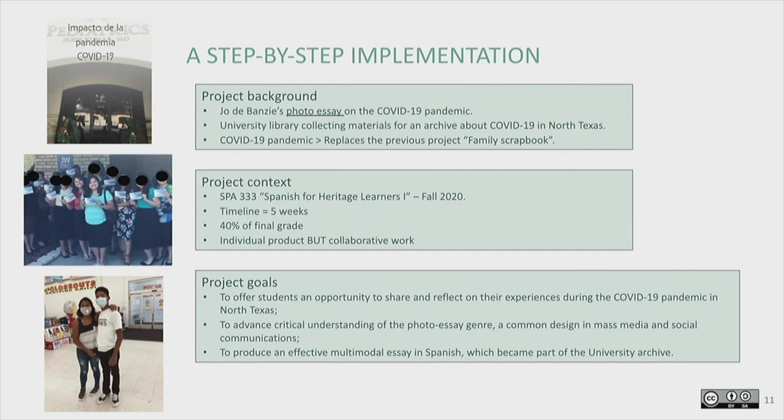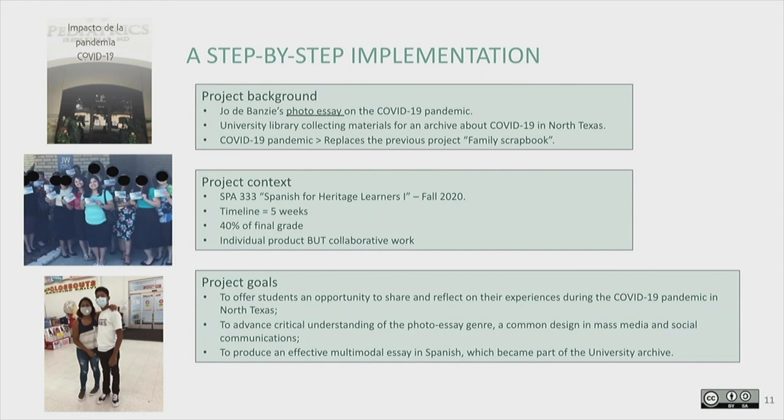The project background was based on a photo essay that I found, and I really liked it, and I thought, okay, this is a project that we can do. We were in the middle of the pandemic, everybody was at home on Zoom, and normally the first project for this class was a scrapbook with photos from their families and their places of origin, with different activities. That time I said, I'm going to change that, I'm going to use the pandemic as a topic.